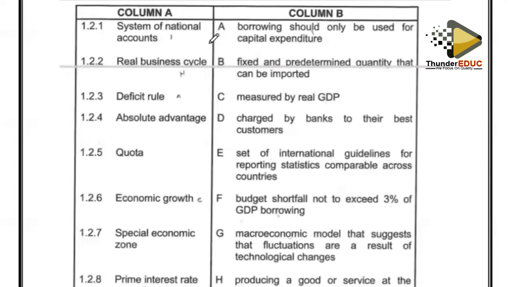Okay, right. So now let's check the next concept. Next concept, we have deficit rule. So now this deficit rule, it is the budget shortfall not exceeding 3% of GDP borrowing. That is our deficit rule. So now moving on, we have 1.2.4, which is absolute advantage.